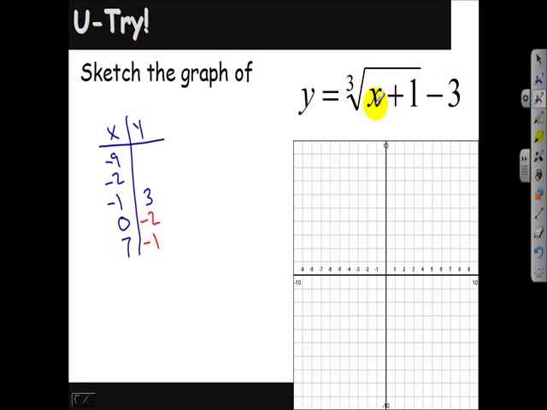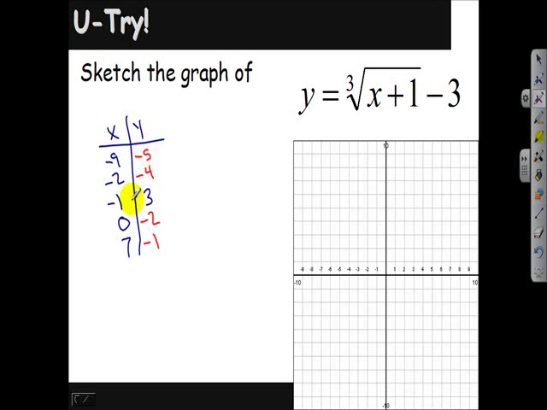If I pick negative 2, negative 2 plus 1 is negative 1, cube root of negative 1 is negative 1, minus 3 is negative 4. And then negative 9 plus 8 is negative 8, cube root's negative 2, minus 3 is negative 5.